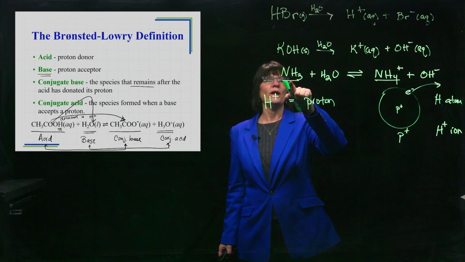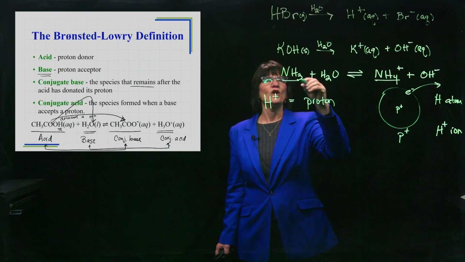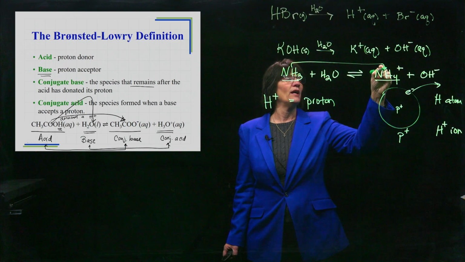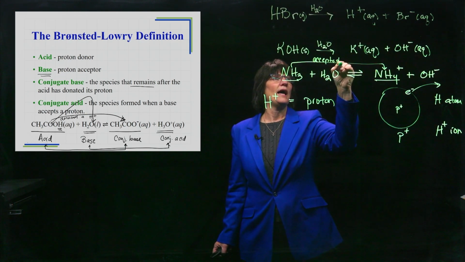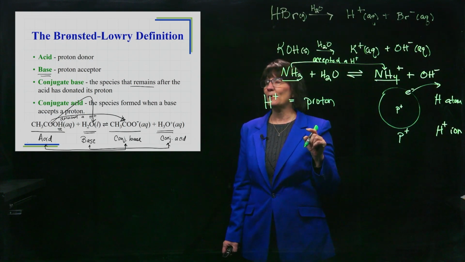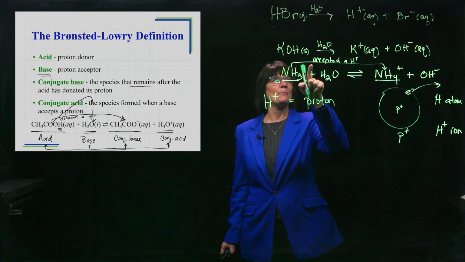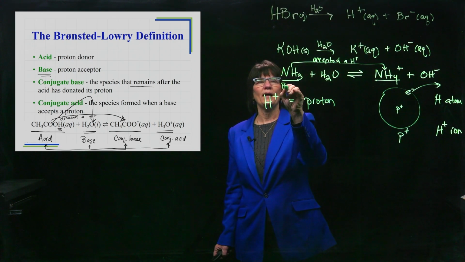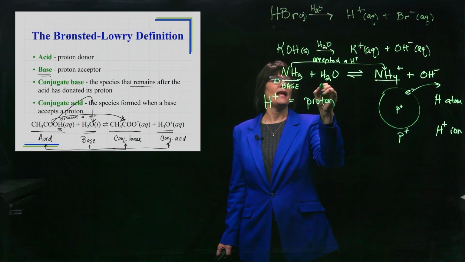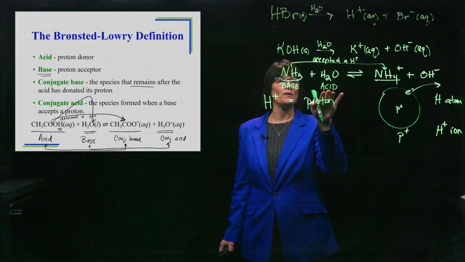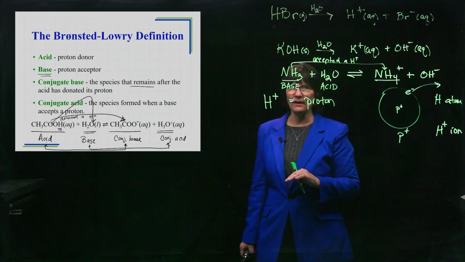So ammonia, what did it do to become this guy? Well, here he has one more H+. So to go from here to here, it must have accepted a proton. Who did it accept it from? From the water. The water gave it. If it's a proton acceptor, it's a base. If it's a proton donor, it's an acid. So in this example, we see water acting as an acid. Over there, water was acting like a base.